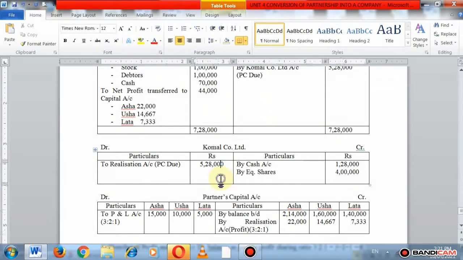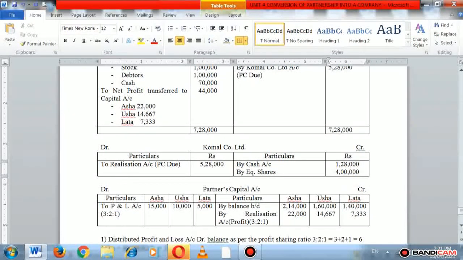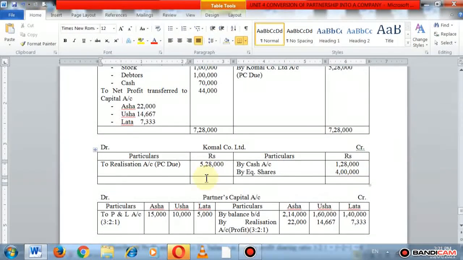Now close the Komal Company Limited account. Here we close the Komal Company account, and the total of the Komal Company account is 5,28,000. Remember one thing, the new company's accounts are closed by the amount of purchase consideration. Here 5,28,000 is PC due, and 5,28,000 is paid in the form of cash and equity shares. So both sides are equal.